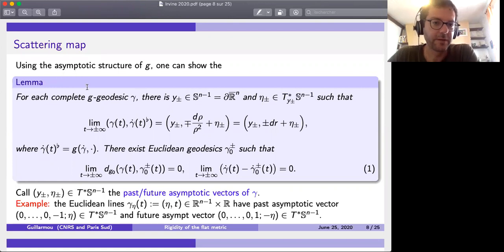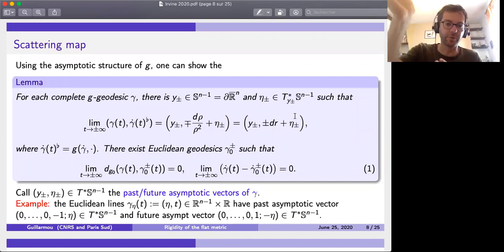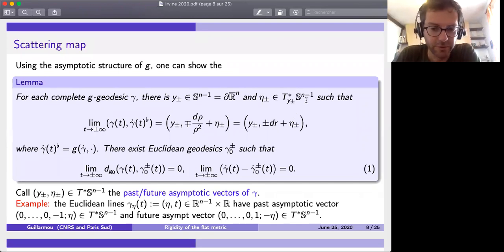And it's possible to define it as follows, using the asymptotic structure of the metric g. So if you take a complete geodesic gamma, you can prove that if you flow it forward and backward, you will converge to a point, which I denote by y plus or y minus, depending on if I go in the future or in the past along the geodesic. And it's a point on the sphere, which I view as the boundary at infinity of Rn. So it's just given by the direction to which the line is going.